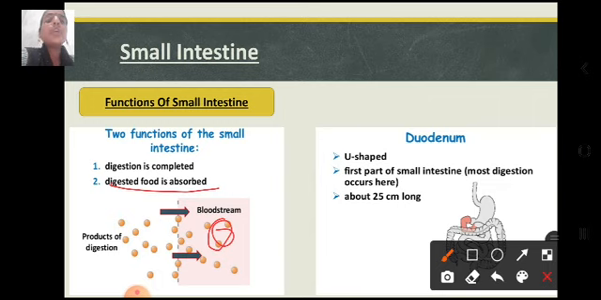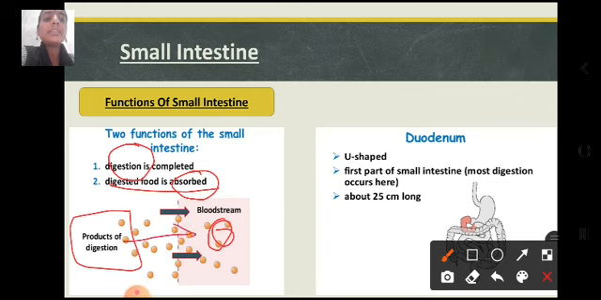So, the main role of the small intestine is to digest the food completely as well as to absorb the digested food. Here the digestion will take place and the digested products will then move on to the bloodstream so that the blood can supply it to all the parts of the body.